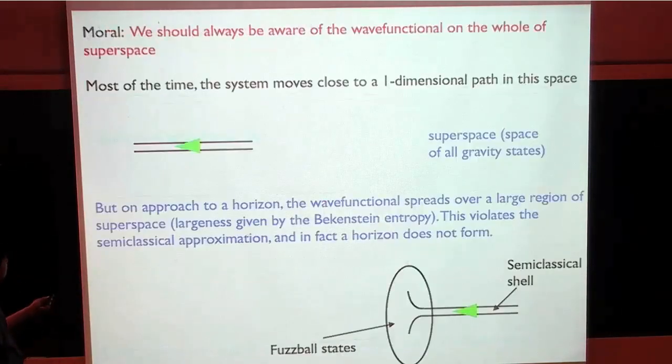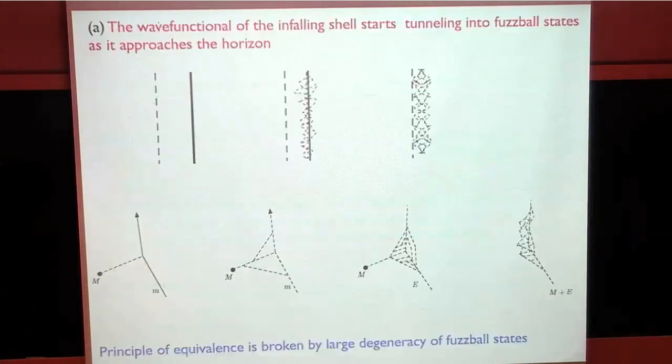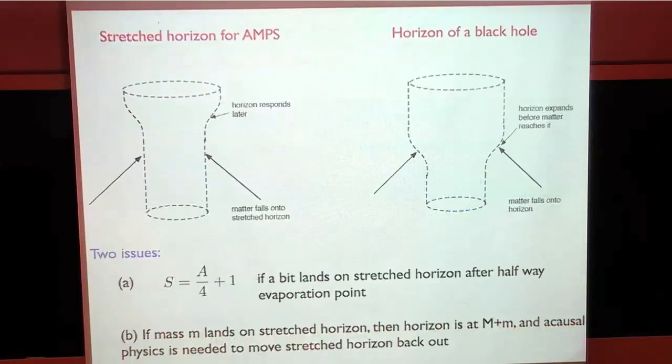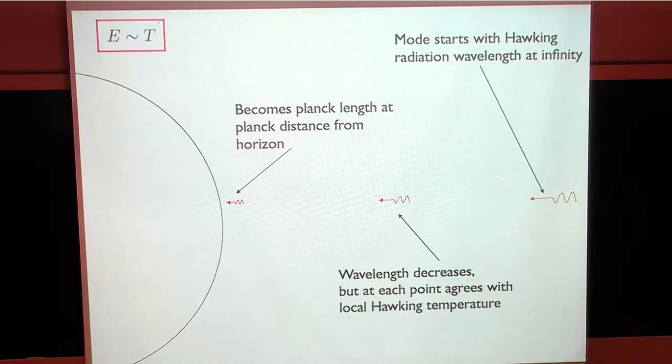E and T are measured at infinity here? That's a very good question. In fact, I had a slide about it, which I skipped. E and T are measured everywhere in exactly the same way. So at infinity, the mode starts off with a wavelength equal to the Hawking wavelength. As it comes close, the wavelength decreases. But that's also equal to the local Hawking temperature. When you come to Planck length, it becomes Planck length. And that's equal to the local Hawking temperature there. So this is what I call an E of the order of T mode. So if at this point you have a mode which is 10 times this particular wavelength, I'll call it E much bigger than T. That's the definition.